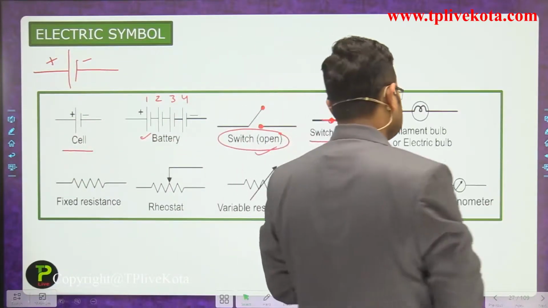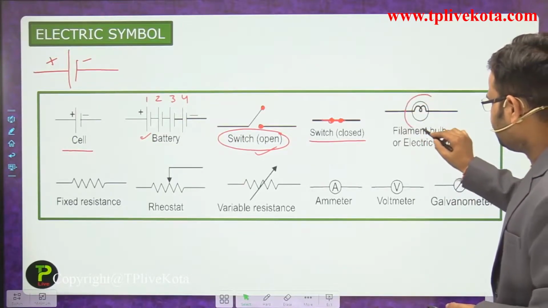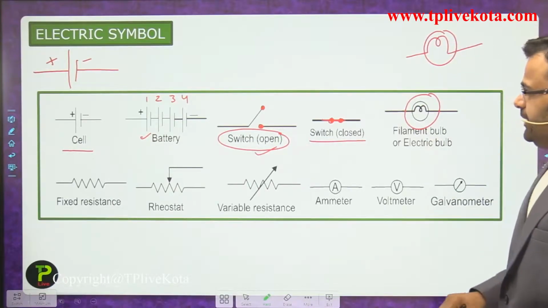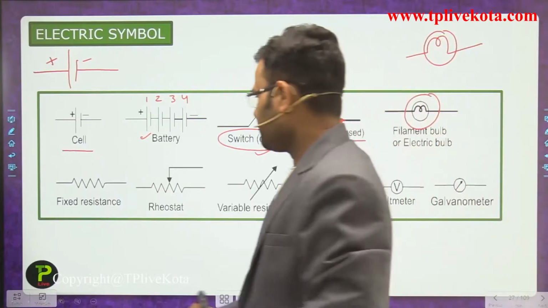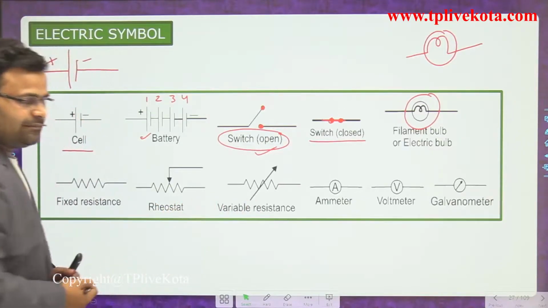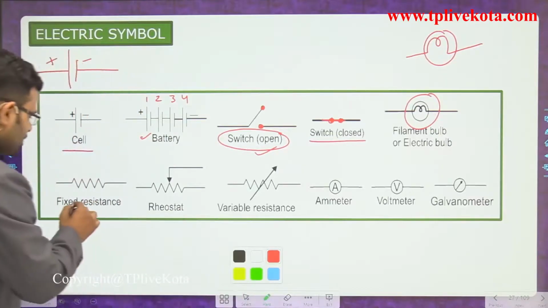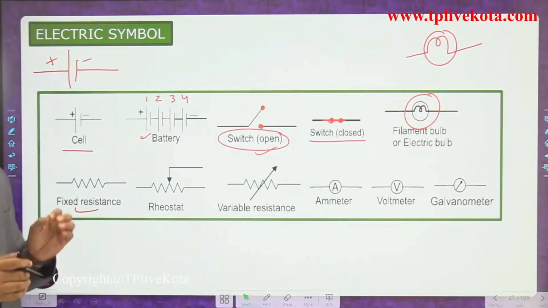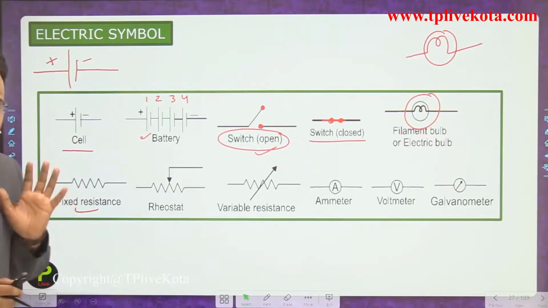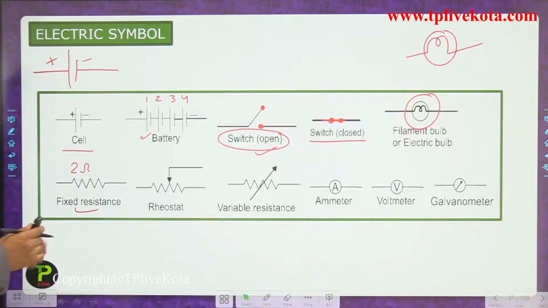Now we discuss the symbols of a filament and an electrical bulb. The symbol of a bulb is a circle, and we mark the filament that is used inside the bulb. Next one is a resistor. We have three resistor symbols, but all have different meanings. The first one is a fixed resistor. If you use a resistor with a constant value, meaning it does not change, for example 2 ohm, it is a fixed value.